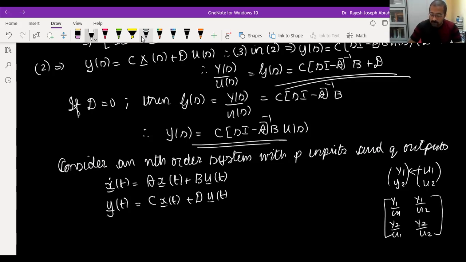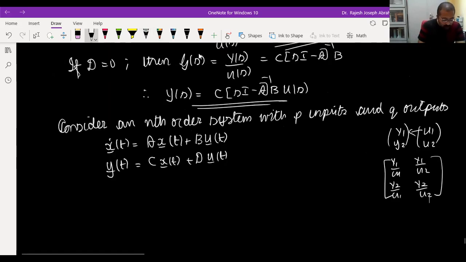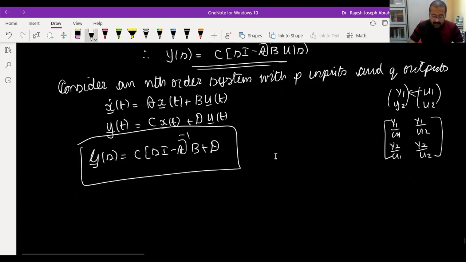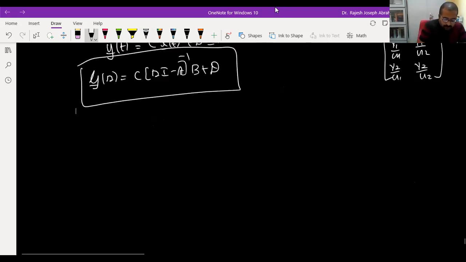Okay, so if you follow similar lines of deriving these things, you will get our transfer matrix as, again, C into (sI minus A) inverse B plus D. Okay. This is how the transfer function and state space are related. Let us take one quick example. Derive the transfer matrix.